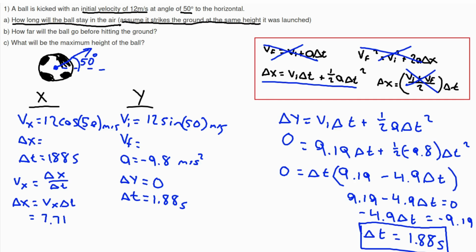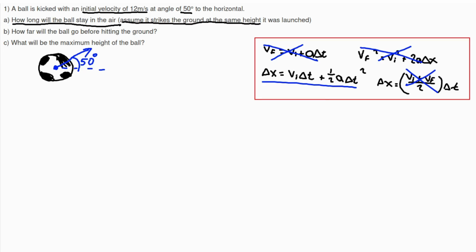7.71. We know delta t is 1.88. And then now we just multiply the two numbers together, which is going to come out to a final answer of 14.49 meters. So that is our displacement, or how far the ball goes.